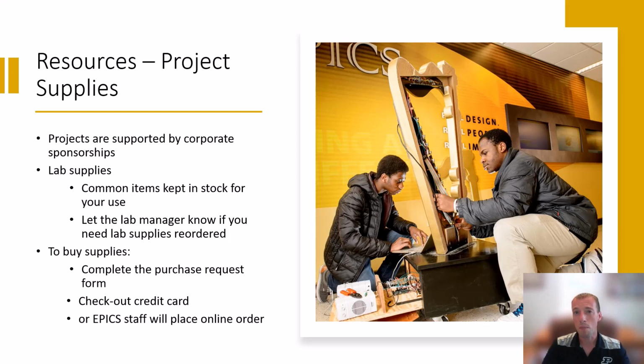When you do need to buy supplies for your project, the way you do this is by completing a purchase request form. You'll find that form on Brightspace and on our website. On the form, you'll indicate what vendor you're purchasing materials from, and then exactly what the items are you want purchased and what they cost. That will be approved by first your team's advisor, then by the EPICS office, and then we'll contact you when it's time to actually make the purchase.